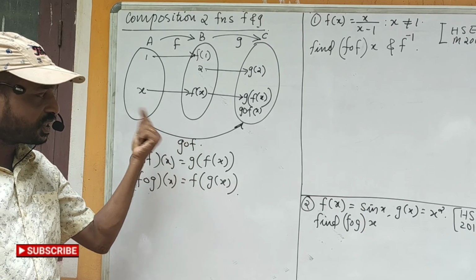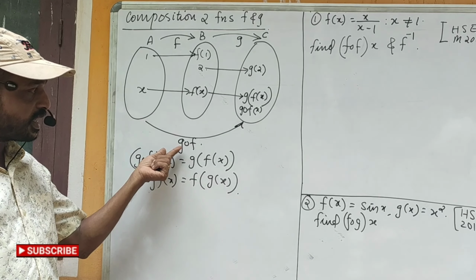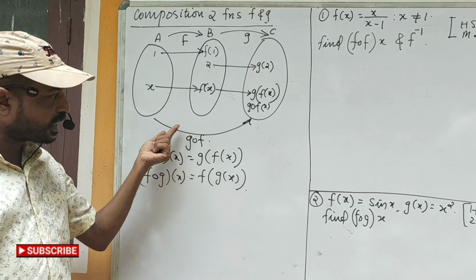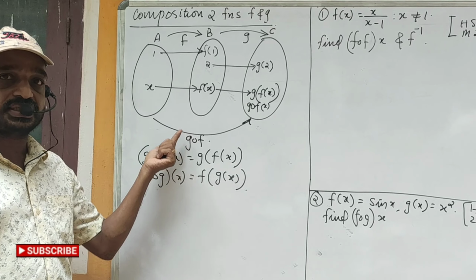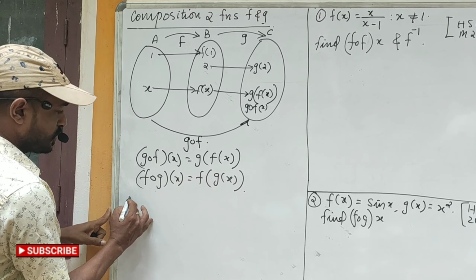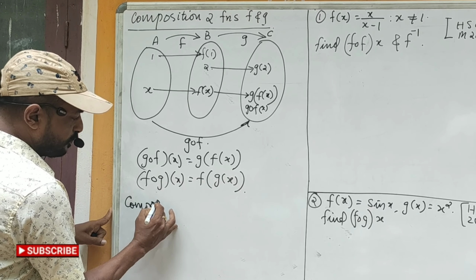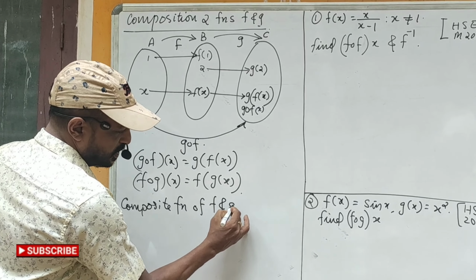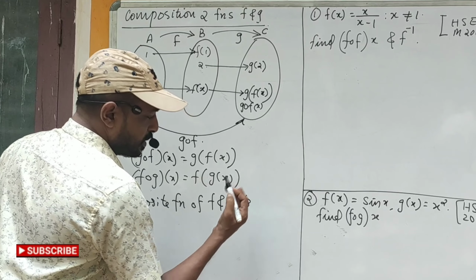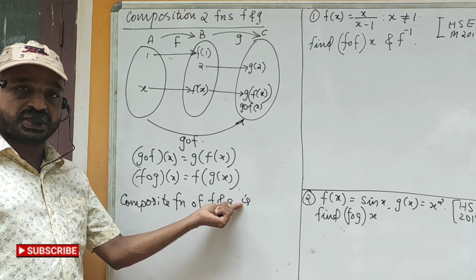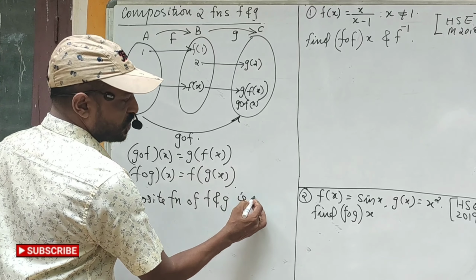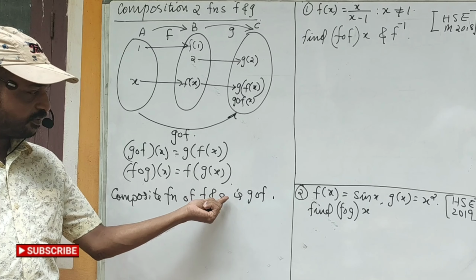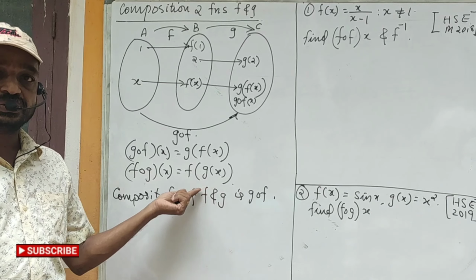It is denoted by g composition f. You must understand one thing: the composite function of f and g is not f composition g, but it is g composition f. The composite function of f and g is not equal to f composition g, but it is g composition f. It is read from right to left.